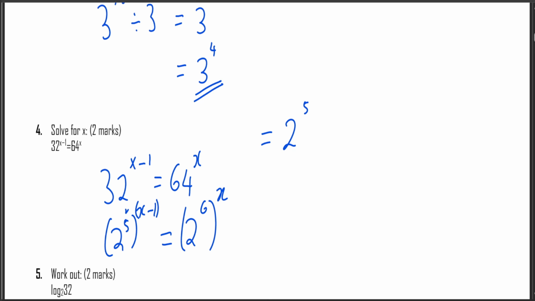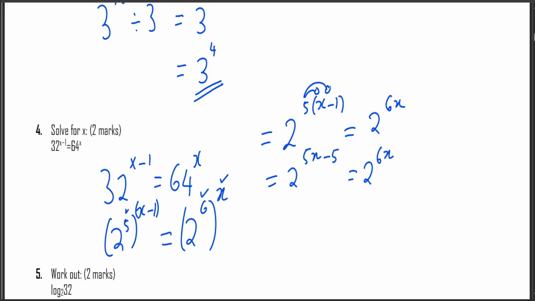Let's multiply 5 with x minus 1. And then also this one, take this 6 times x, which will give you 6x. Okay, now 5 times x will give you 5x, and 5 times negative 1 will give you negative 5, which is equal to 2 power 6x.